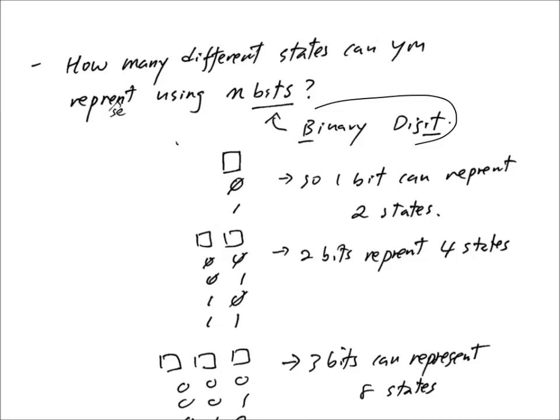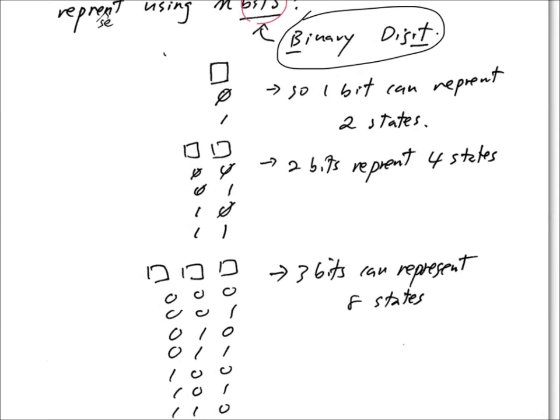The binary digit is also known as a bit, so we use the term bit a lot. Now the question is, how many different states can you represent using n number of bits? For example, if you have 1 bit, you can take only 0 and 1. So you can represent 2 states using 1 bit.